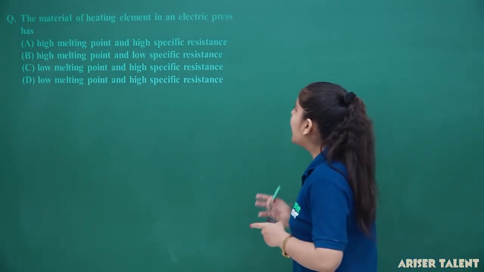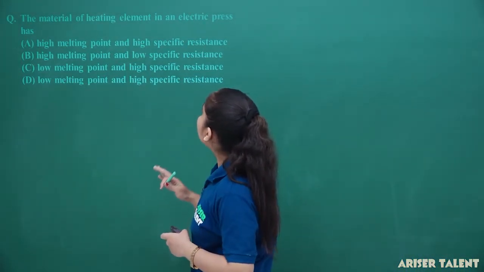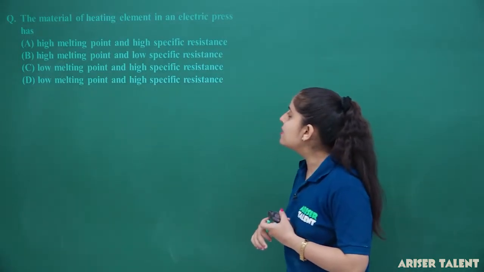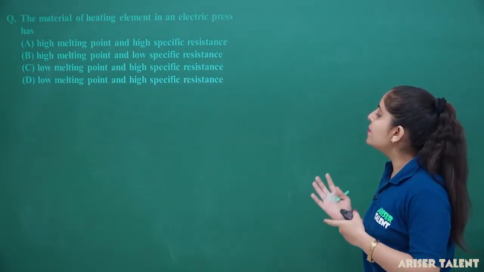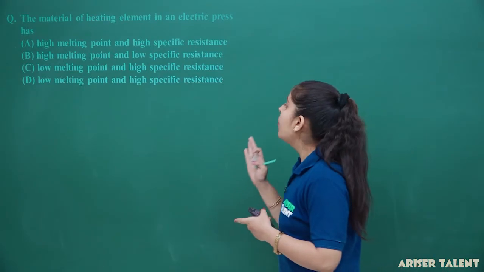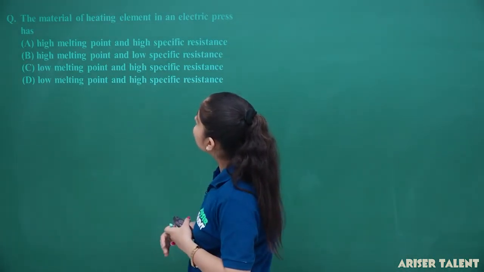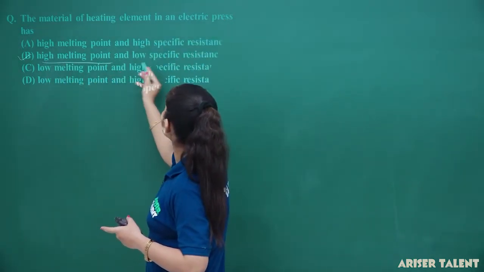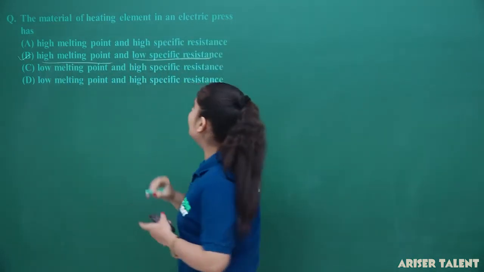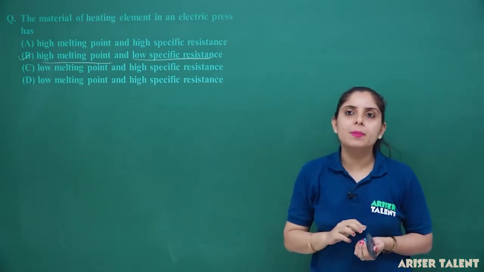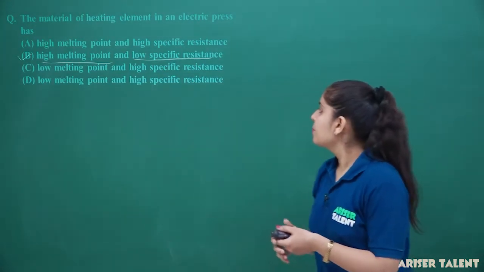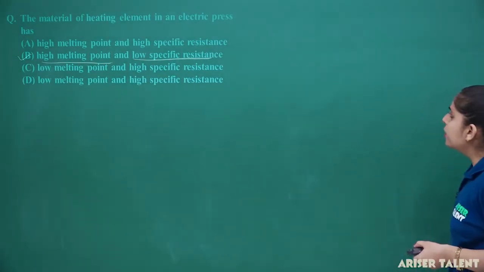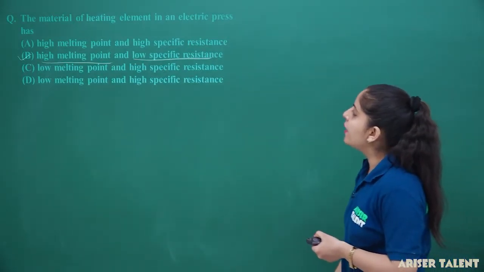High melting point, high specific resistance; high melting point and low specific resistance; low melting point and high specific resistance; low melting point and high specific resistance. So, it must be high melting point and low specific resistance for electric press. So, we can say that option number B will be our correct answer. Now, this is the theoretical question we have. Let's move to the next part we have.